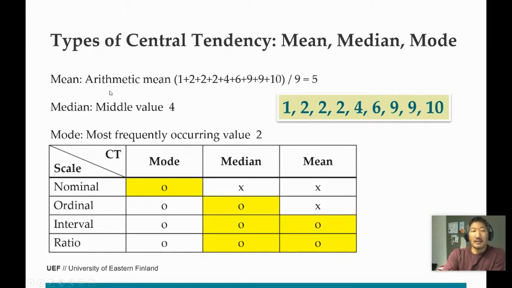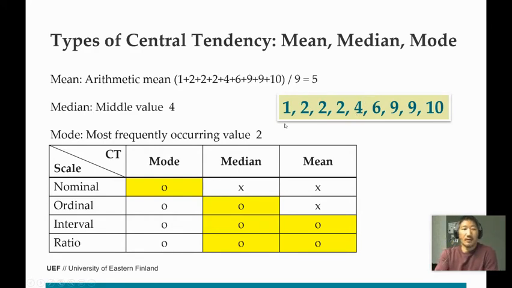And the second central tendency is the median, which means the middle value of the data. Again, there are 9 numbers, and if you put them in order, the fifth number will be the middle value of all the values. So in this case, the median becomes 4.